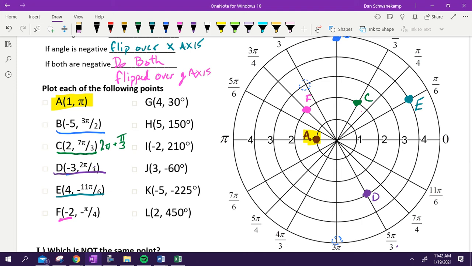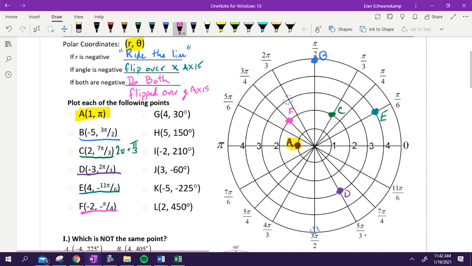Everybody decently okay so far? The next set here, I want you to try these 6. Now, obviously, they're in degrees, and yours is in radians, but you're smart enough to figure that out. Talk with your neighbor and graph those 6 points. Go.